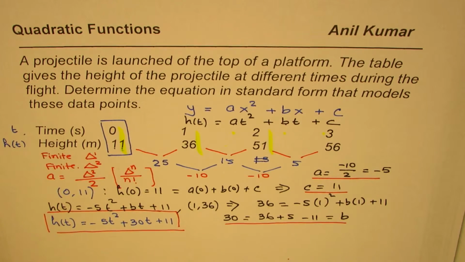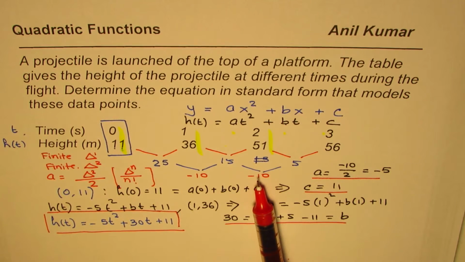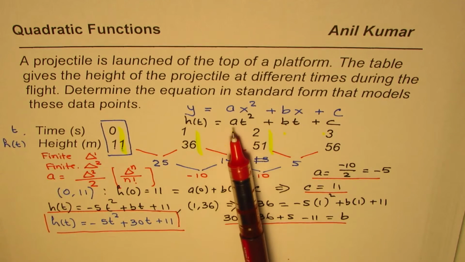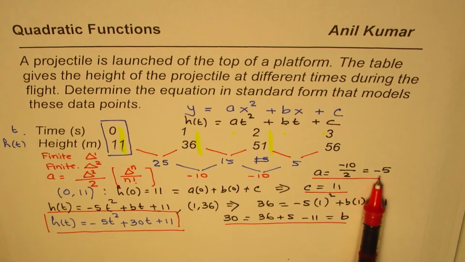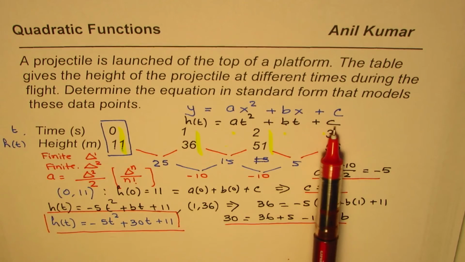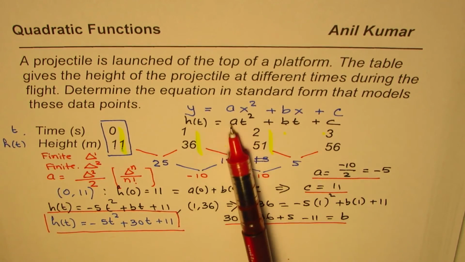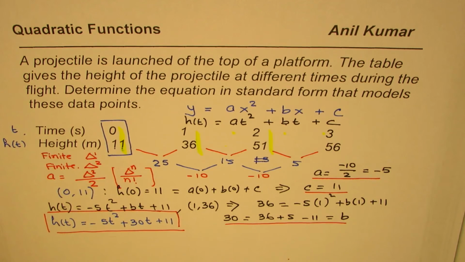I hope you understand this method. I have many other examples where we've done this the standard way. Important things to remember: if the second difference is constant, it is a quadratic equation, and it also relates to the leading coefficient a. The value of a is the second difference divided by 2 for a quadratic equation. The initial value is always c. So you get c and a. To find b, use any other point, solve, and get b.